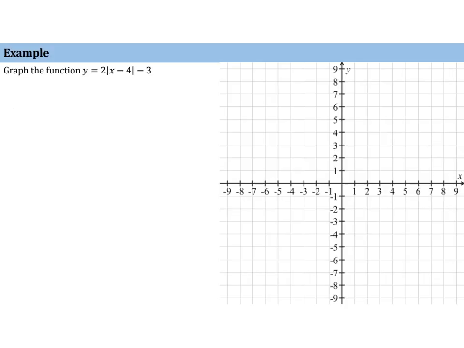So let's take a look at this example. We have how many transformations going on? Well, let's first identify the parent function. The parent is f of x equals the absolute value of x. So the guide points there, of course this makes a v for the absolute value, it's going to look like this. So there is f.